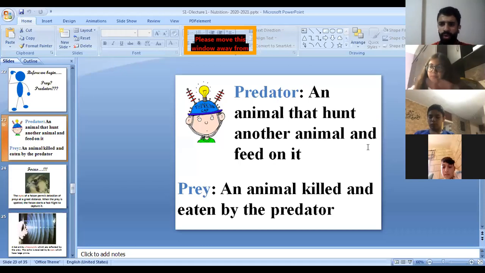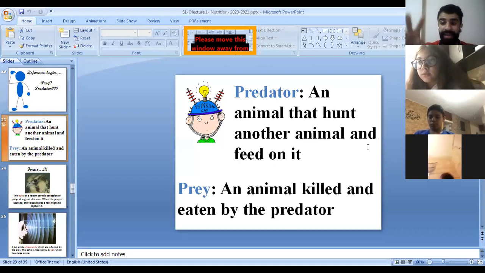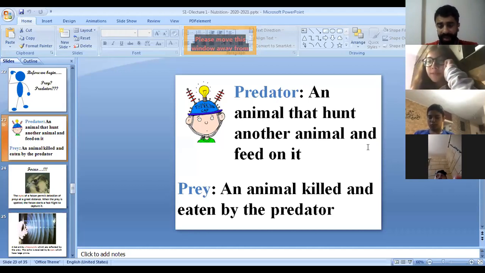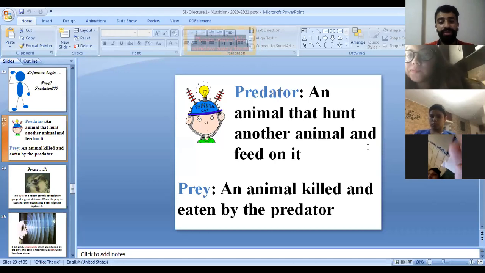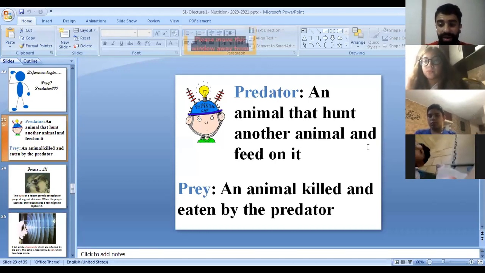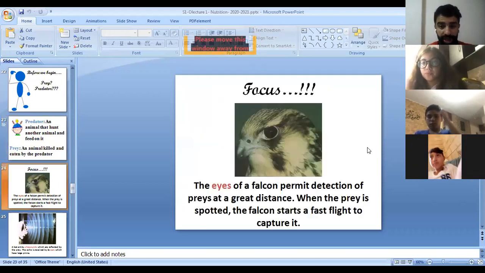The lion will run after the deer and will eat it. So the lion is called the predator. It's the animal that runs, hunts, and feeds on the deer. While the prey is the animal killed and eaten by the predator. We have the lion and we have the deer. The animal that's eaten by the predator is called the prey. Here in this case it's the deer.